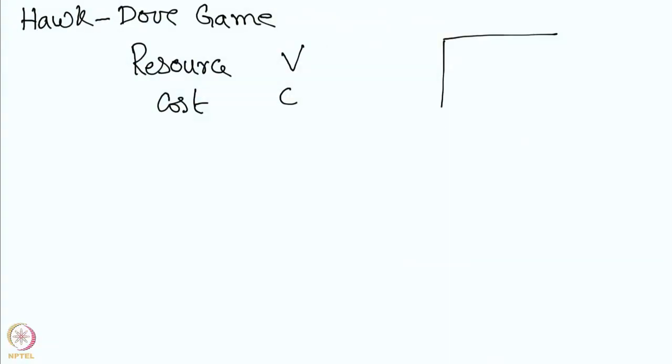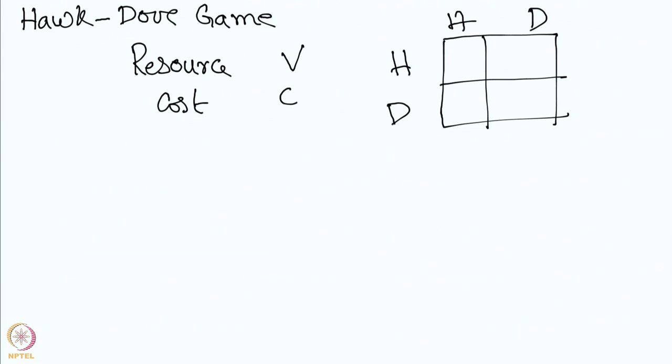Now, if hawk and dove encounter, hawk gets the resource, dove gets nothing because it is not fighting. And when two doves encounter, they split the resource. So, the game is going to be a 2 by 2 game, hawk dove, hawk dove. If both are hawks, it is V minus C by 2, V minus C by 2. If hawk and dove, hawk will get V, dove will get 0. D gets nothing and H gets V. And both dove means it is V by 2, V by 2.